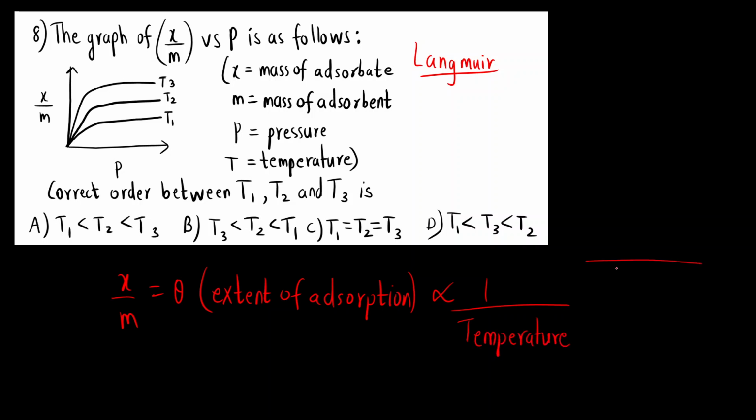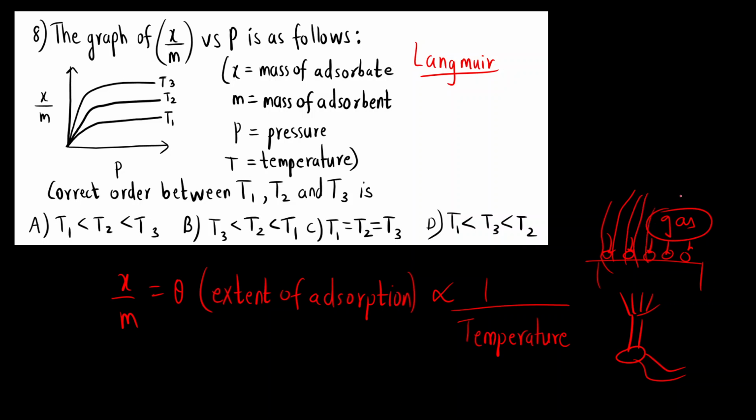Suppose this is a solid adsorbent. What are we adsorbing? Let's say gas molecules. Mostly it is some gas molecule. It is adsorbed. But what will happen when I provide heat? Let's say I take a burner and I heat it. What will happen? The gas will try to escape. Gas has the tendency to escape. So what will happen? As the temperature increases, extent will decrease.